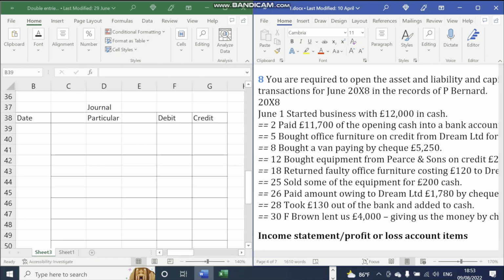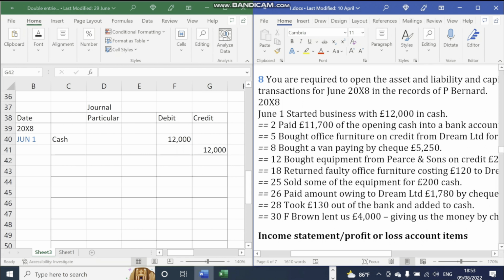Okay, dear students, this is the last question for today's lesson. So first of all, I'm gonna write date. Here again, we have to prepare double entries, journal entries. Okay, so you can see started business with 12,000 pounds in cash. Cash has increased in the business. Cash is an asset, increases, debit. So 12,000 pounds debit. Since owner has invested money in the business in this transaction, therefore capital is also increasing. Capital increases, credit.